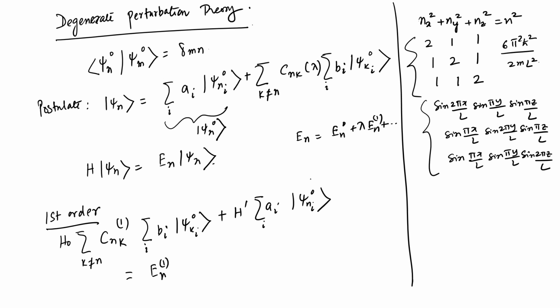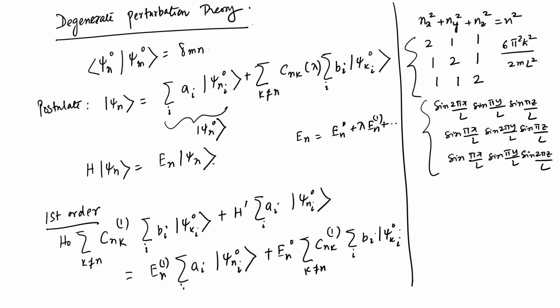Okay. So, we are equating till the first order of lambda, and E n 1 sum over I, a I psi n I 0, plus E n 0 with k not equal to n, and C n k 1 and sum over I, b I psi k 0 I. It may look complicated, but the final result that we are going to get is not difficult, and it is easy to actually reproduce, or rather get the first order correction, very similar to what we have done for the non-degenerate case.